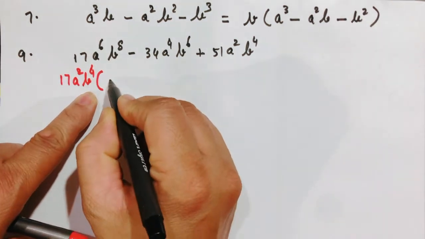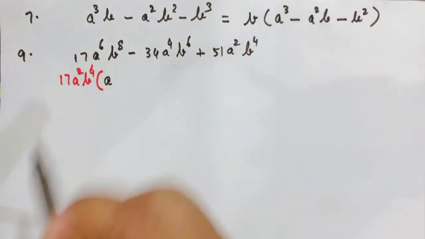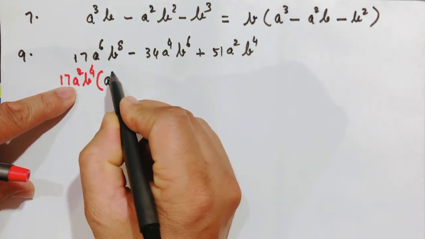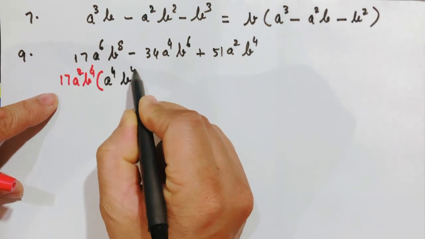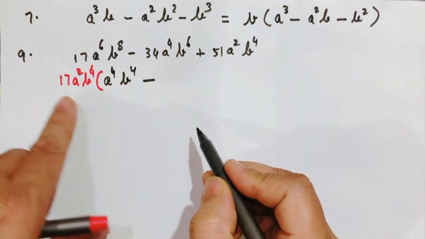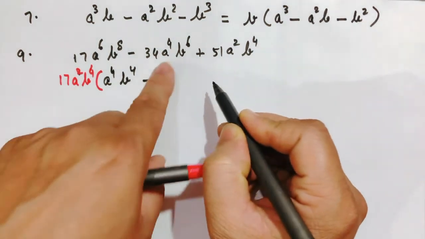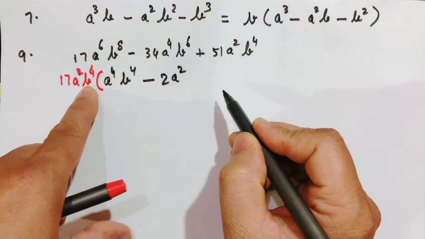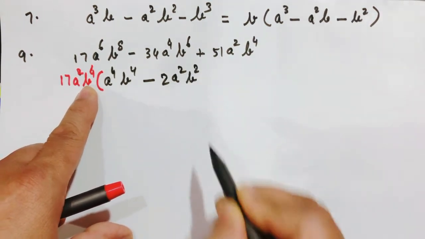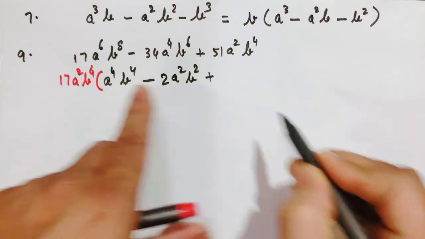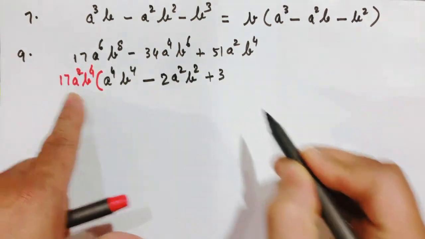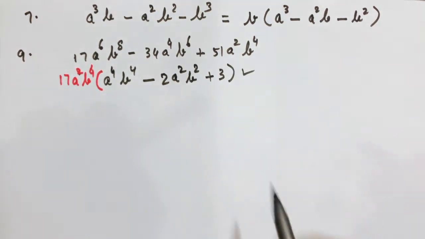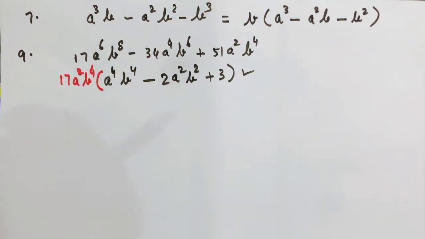What will we get? 17 gone. a to the power 6 divided by a square will be a4. Similarly b8 divided by b4 gives b4. Minus 34 divided by 17 is 2. a4 divided by a square is a square. b6 divided by b4 is b square. कोई दिक्कत नहीं. Plus 51 divided by 17 is 3. a square cancels, b4 cancels. This is what remains, and what remains is our solution.